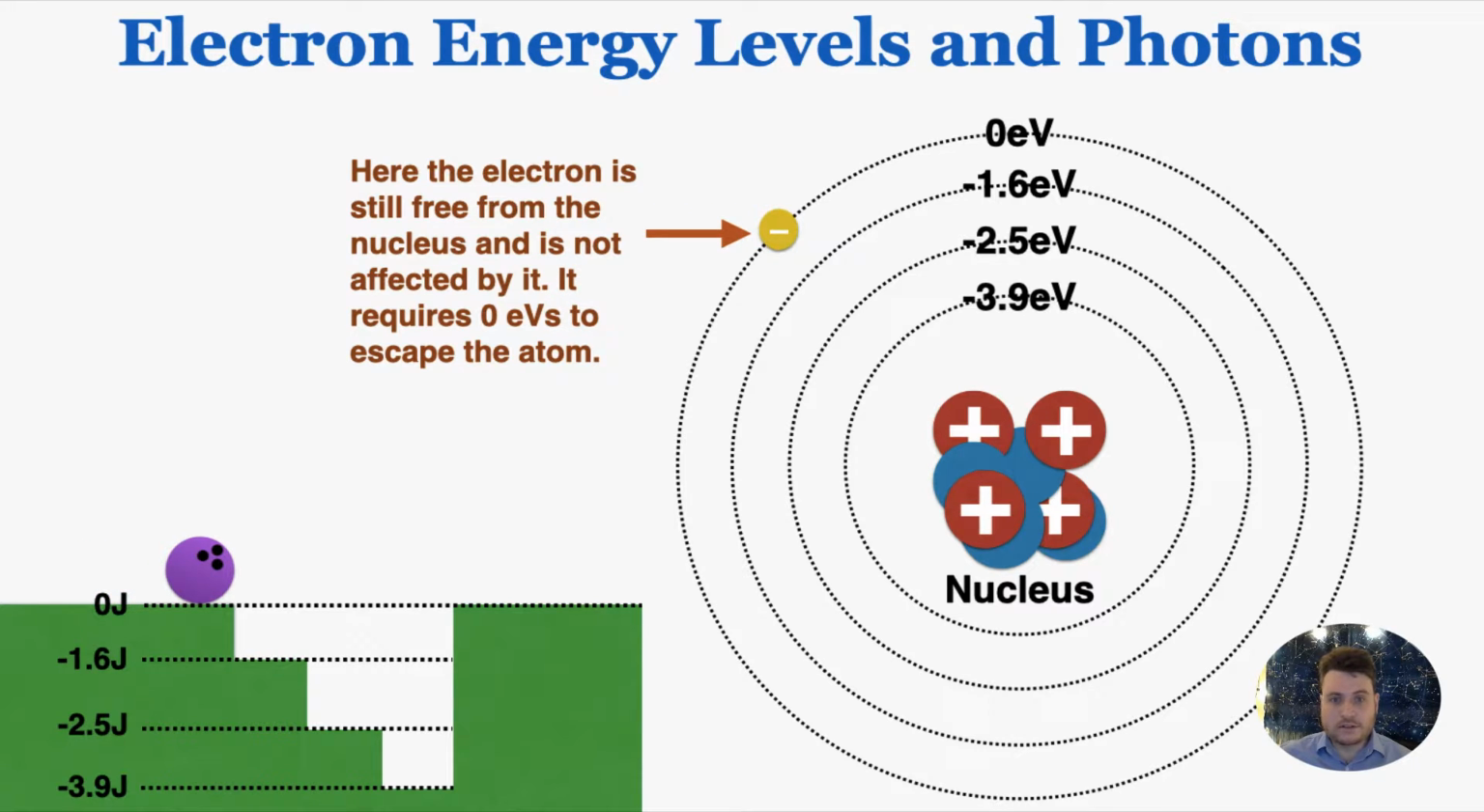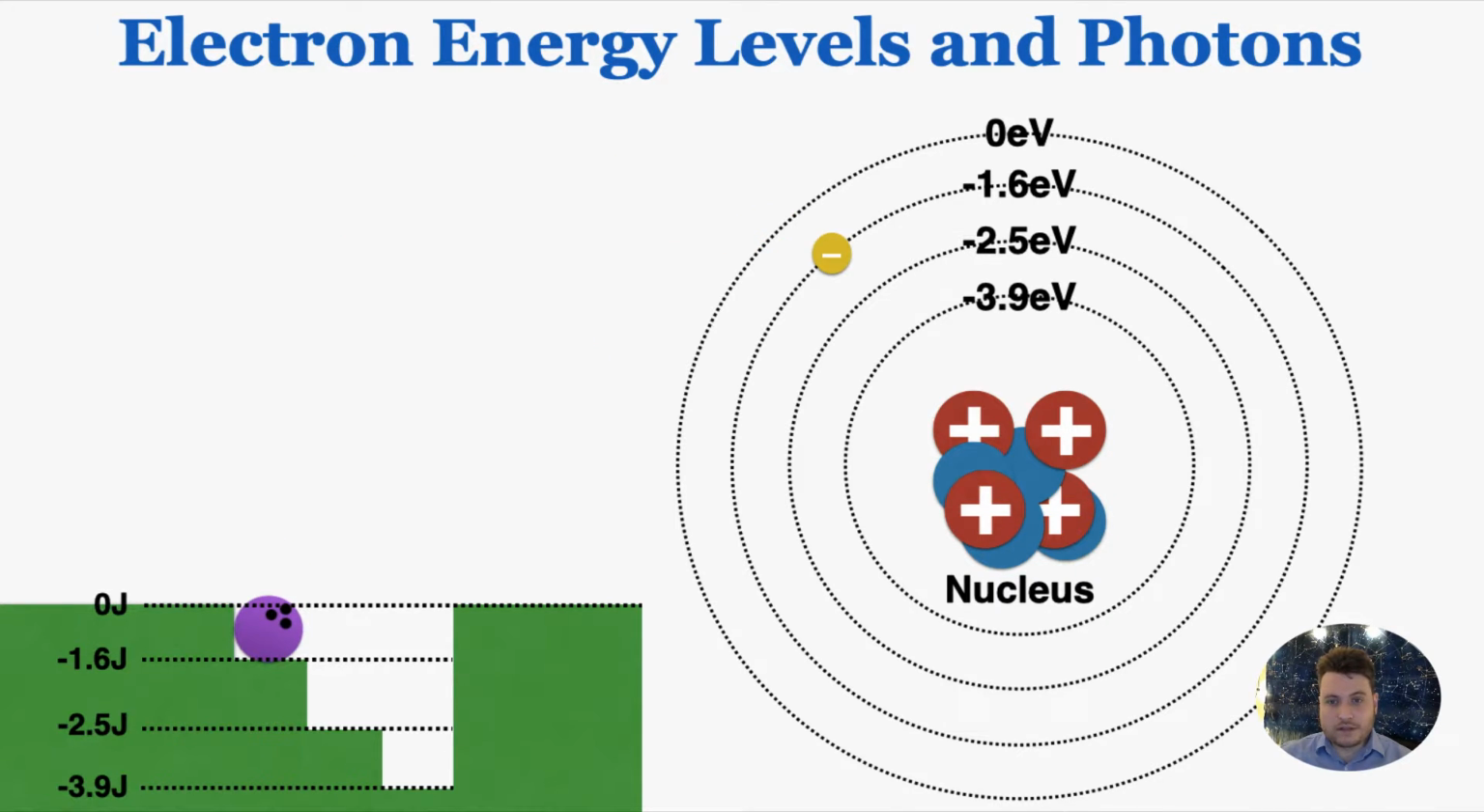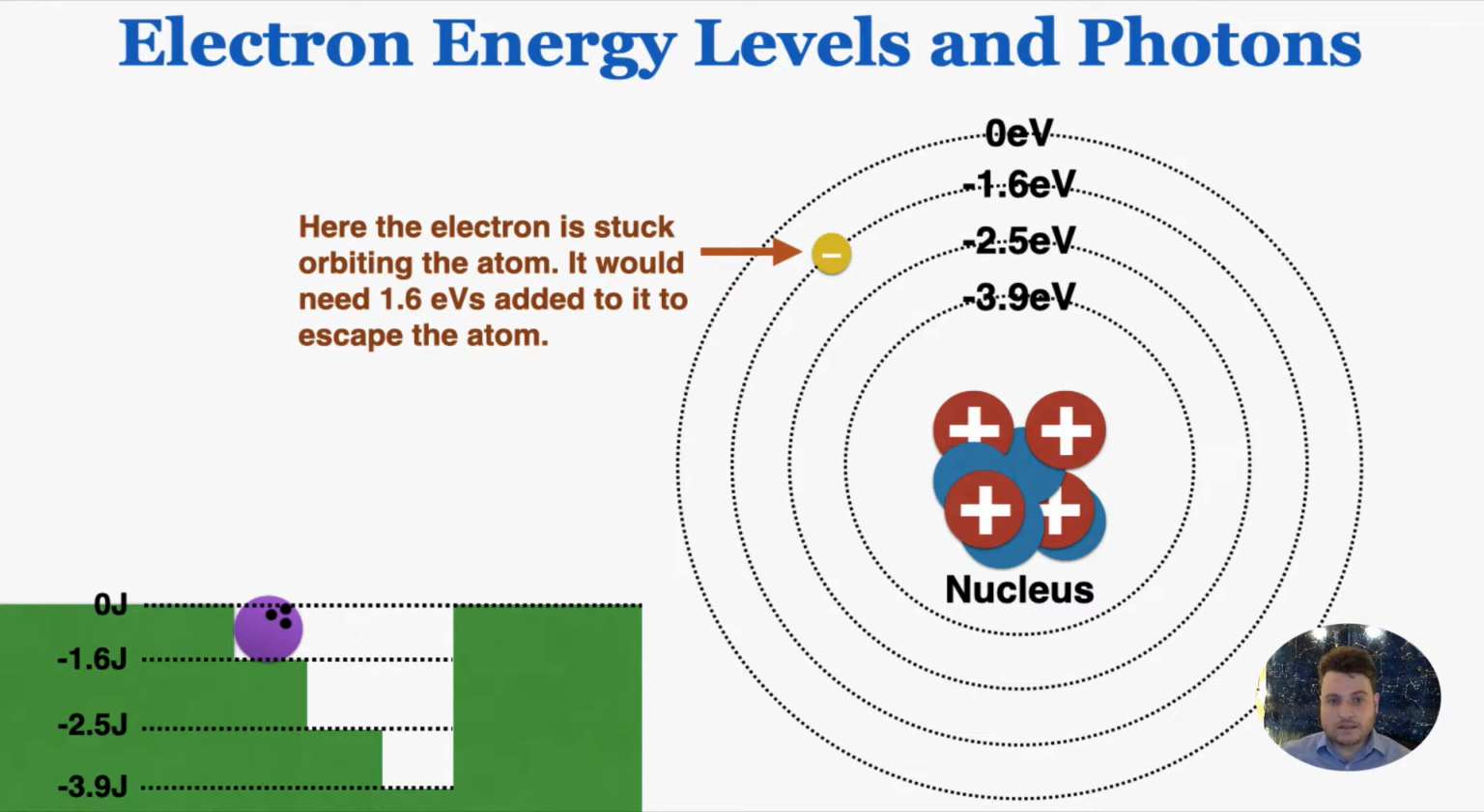Here, the electron is still free from the nucleus of the atom and is not affected by it. It requires 0 electron volts to escape the atom. In a similar way, the bowling ball is still free from the hole. It still has an energy of 0 joules, which means it's not actually in the hole yet. So both of these things are kind of at the boundary of these different energy levels, but haven't fallen into negative energy yet. If the electron gets closer to the nucleus, though, if it goes down into that negative 1.6 electron volt level, suddenly the electron is stuck orbiting the atom, and it would need 1.6 electron volts added to it to escape the atom.